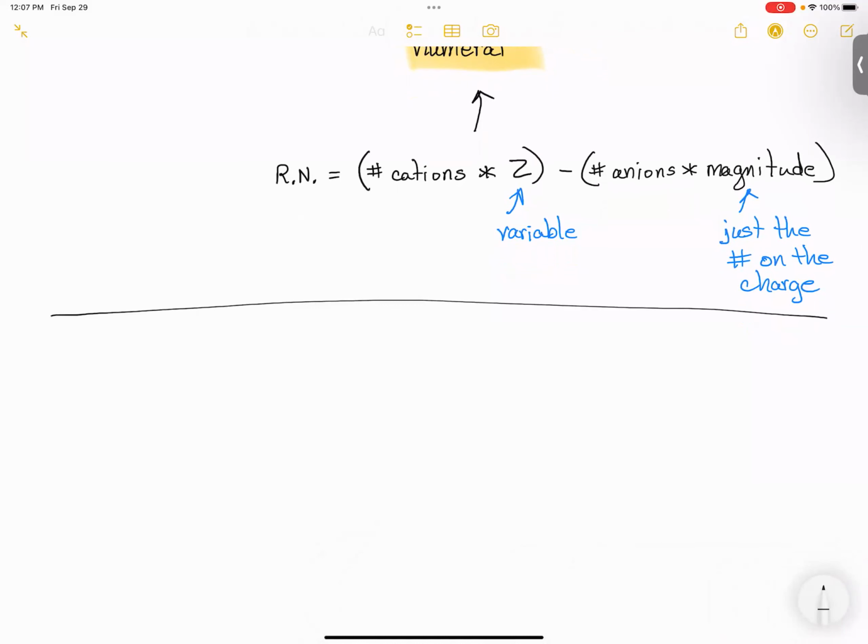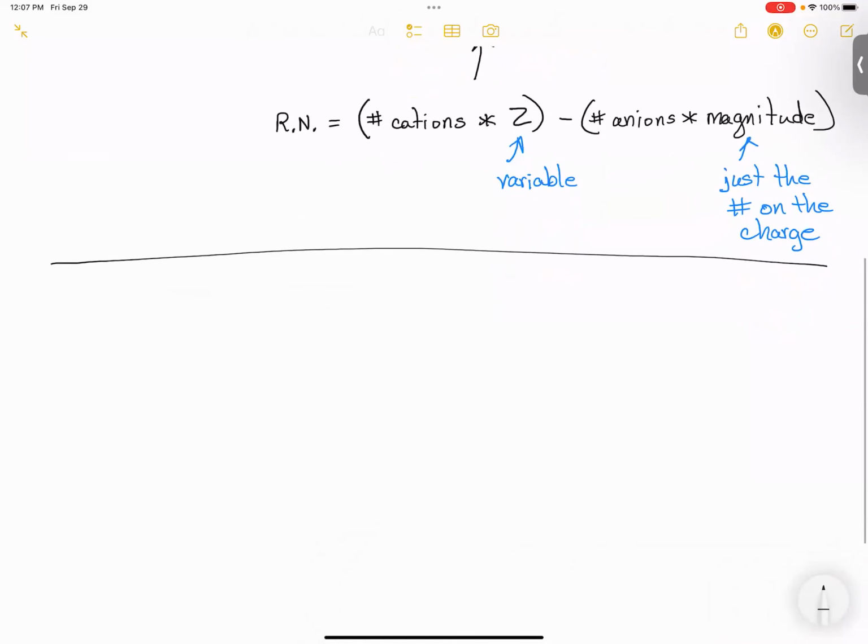So now all we're going to do today is look at examples. Let me come up with some like I did the other day. I'll come up with four, and then I'll walk you through them, come up with another six, and so on and so forth.